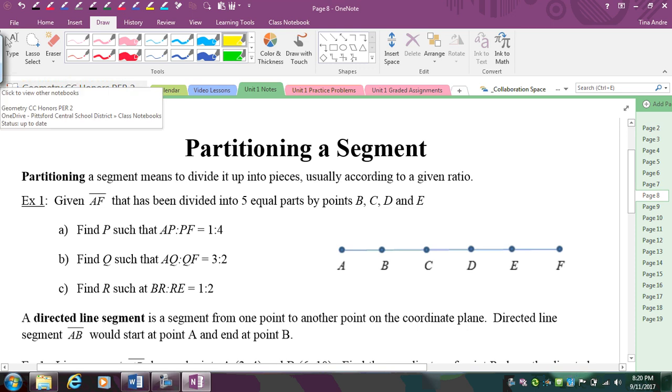In this video, we're going to look at how to partition a segment. What partitioning a segment means is that you're dividing a segment into different pieces, and you're using a ratio to do that. So it's going to be dividing it up into any number of parts.